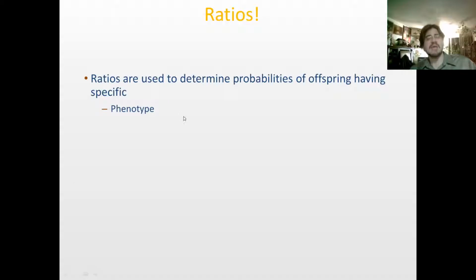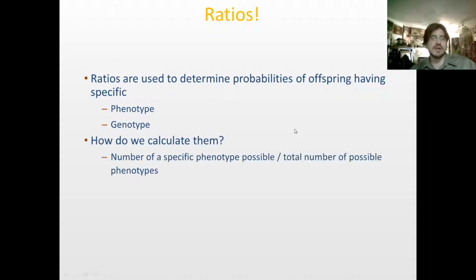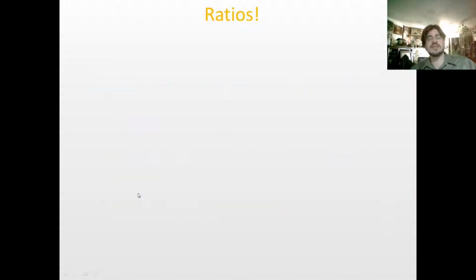We could have phenotypic ratios and genotypic ratios. How do we calculate them? The number of specific phenotypes possible divided by the total number of possible phenotypes is the percentage chance of it occurring. So then you reduce. And then the same thing for genotypes.